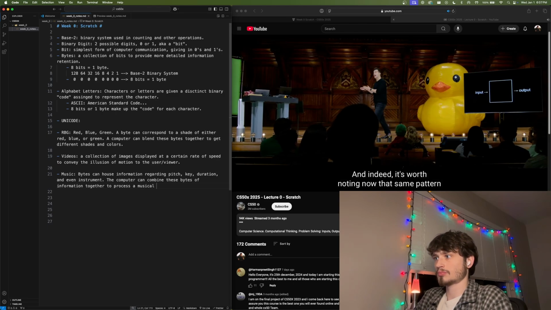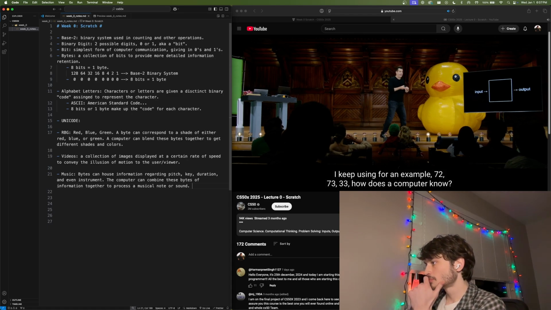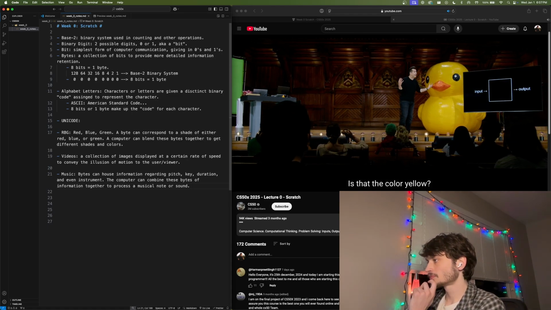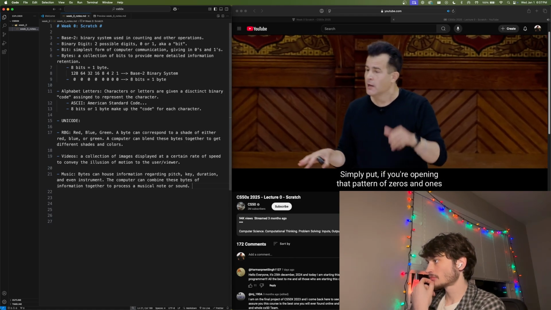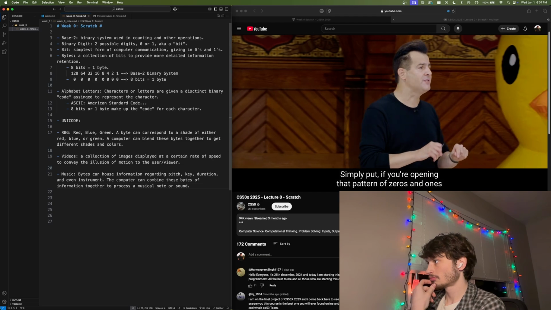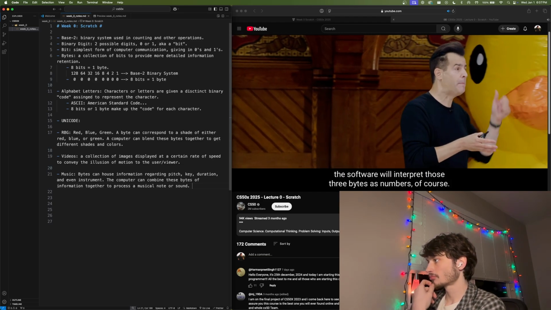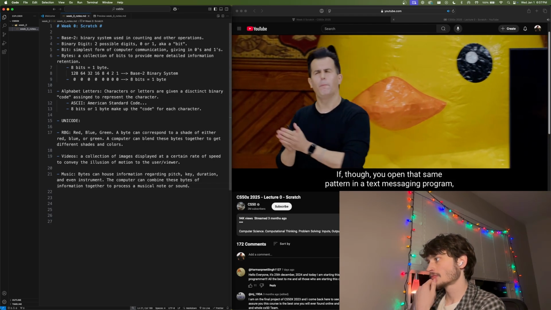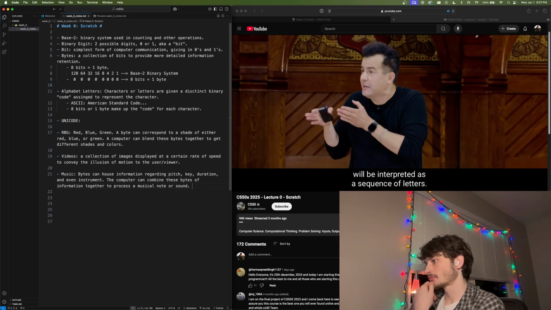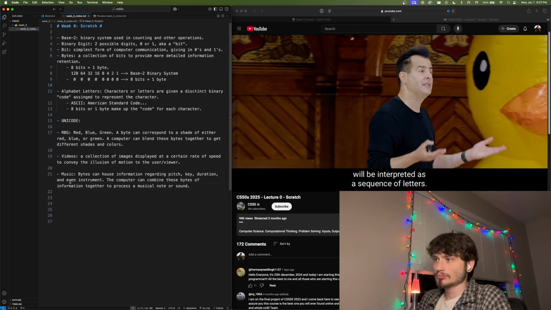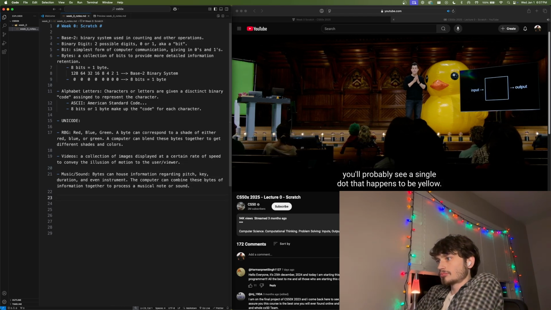And indeed, it's worth noting now that that same pattern I keep using for an example, 72, 73, 33. How does a computer know? Is that the message high? Is that the color yellow? Is it a dot in a video alone? Just depends on the context. Simply put, if you're opening that pattern of zeros and ones with like Excel or a calculator program, odds are the software will interpret those 3 bytes as numbers, of course. If, though, you open that same pattern in a text messaging program, Google Docs, Microsoft Word, that same pattern will be interpreted as a sequence of letters. Instead, if you open Photoshop, that same pattern, you'll probably see a single dot that happens to be yellow.